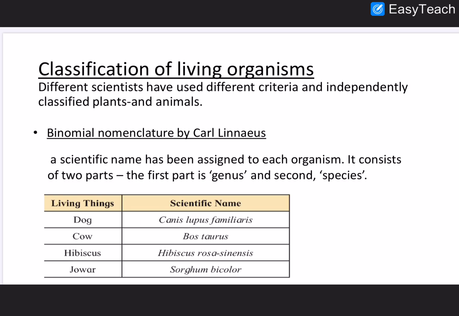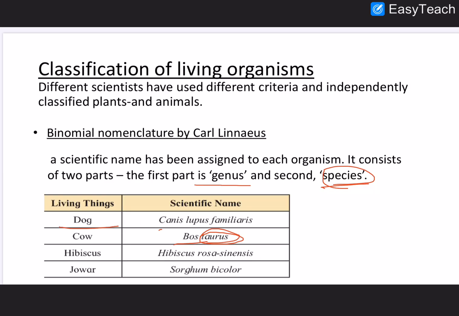The scientific name consists of two parts. The first part is genus and the second is species. The scientific name contains two parts. The first part is the genus name and the second is the species. Genus means a certain category in the classification of living organisms. So the first part goes for the genus and the next goes with the species.